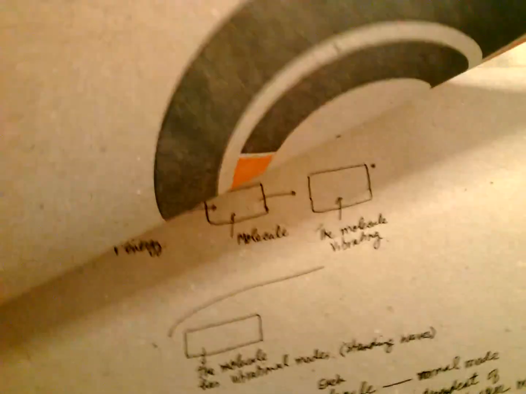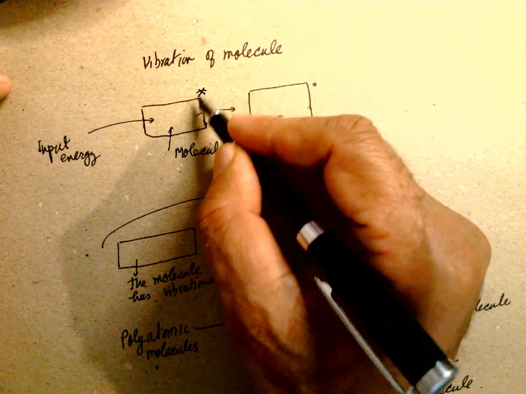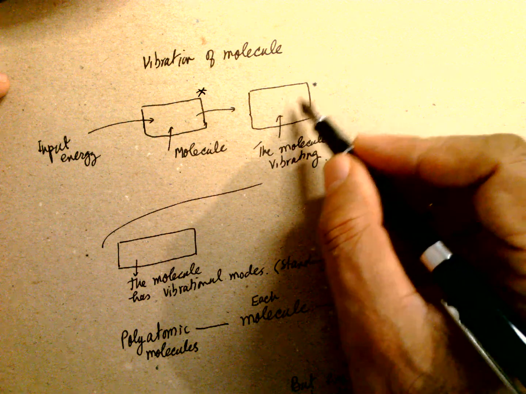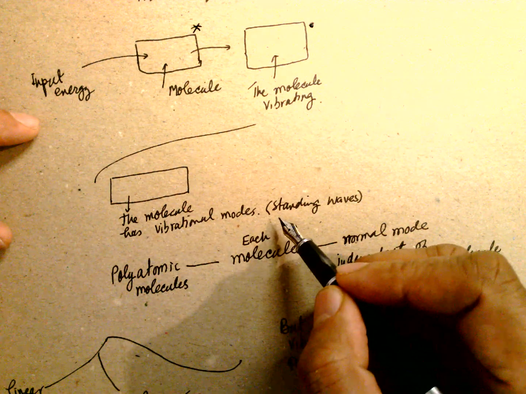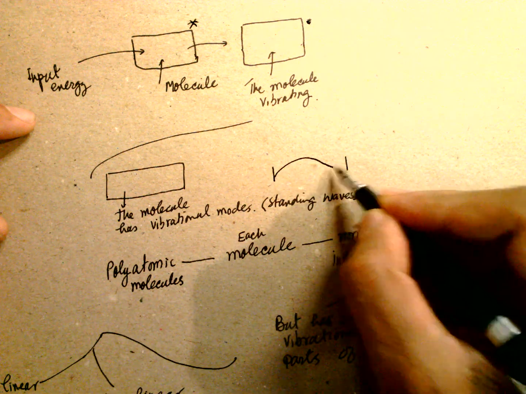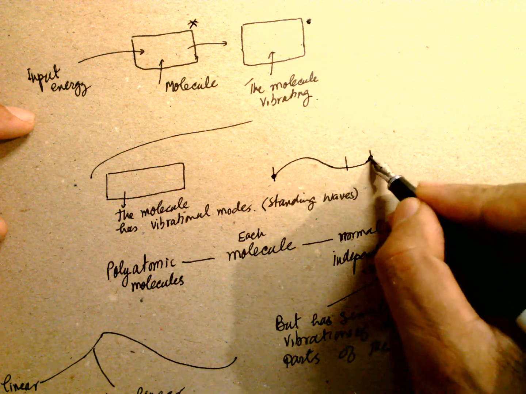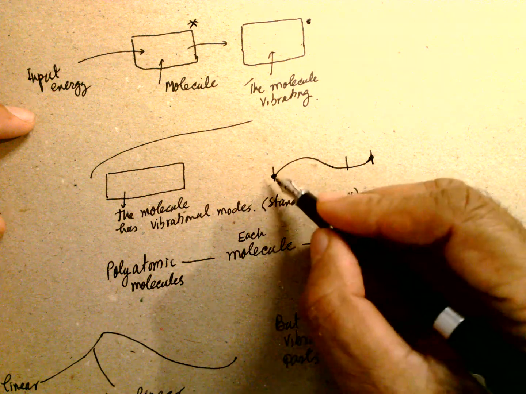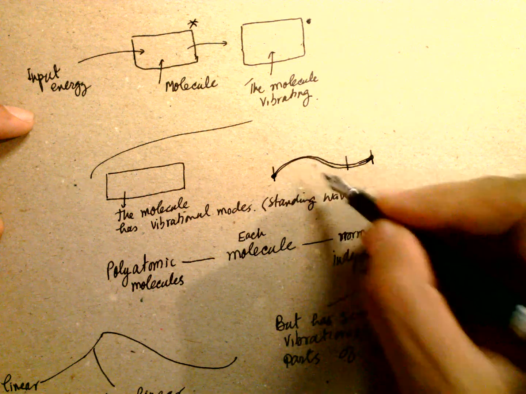If you give energy to the molecule, it is excited, and then the molecule starts vibrating. So the molecule has vibrational modes, the standing modes. A standing mode is a mode that is fixed between two nodes, and there is variation not in time but in space.